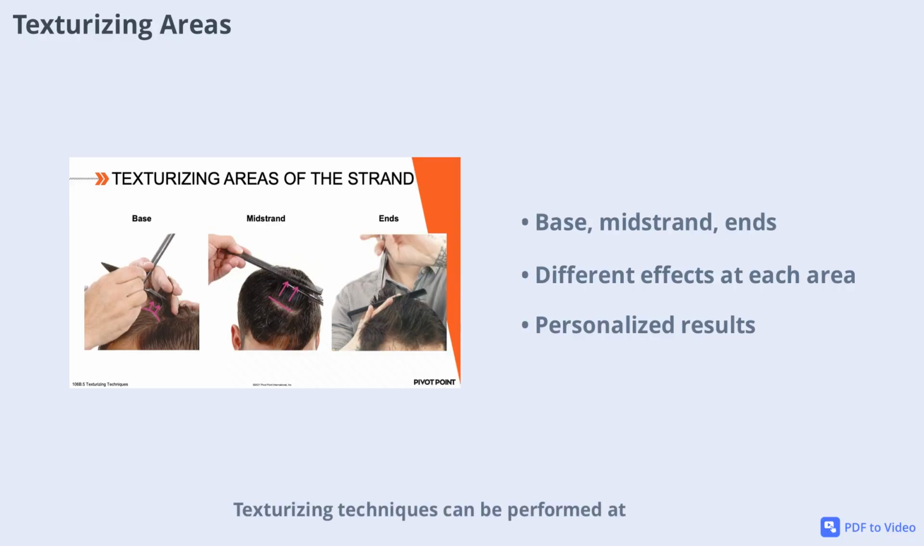Texturizing techniques can be performed at three main areas of the hair strand: the base, the midstrand, and the ends. Each area offers unique opportunities to shape the final look, whether you want to create volume at the roots, add movement through the midsection, or soften and blend the ends. Understanding where to apply these techniques is key to achieving the desired effect for your client.